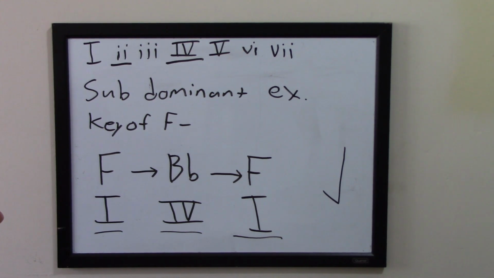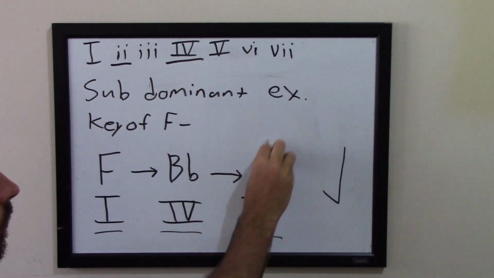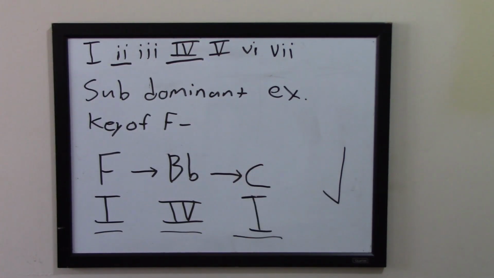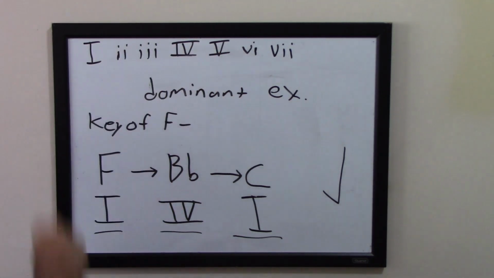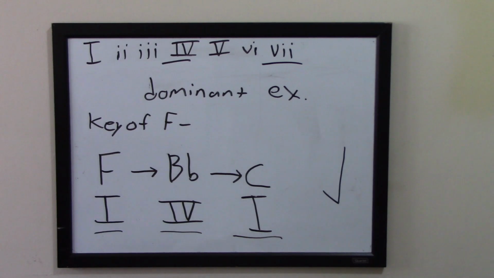So it can either go down to 1 and resolve, because it does have some tension, or it can go up to something more tense, like the dominant chords. The dominant chords will be 5 and 7, and in our case that would be C and what would that be? E diminished. C major and E diminished.